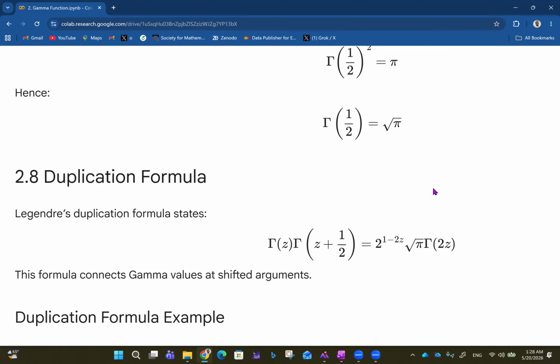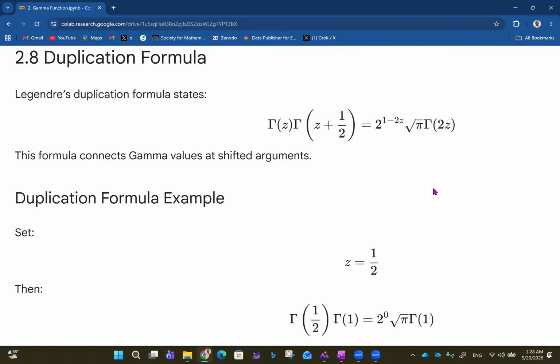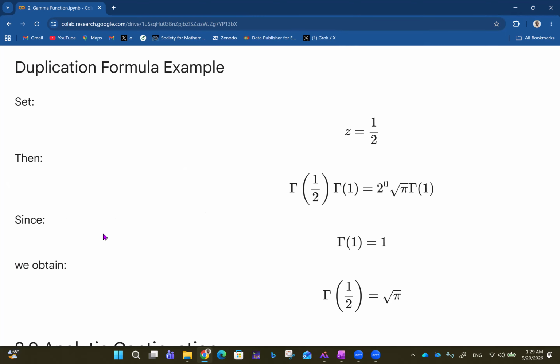Then we have, so having talked about the reflection formula, we also have the duplication formula. Legendre's duplication formula states that gamma((z+1)/2) is equal to 2^(1-2z) square root of pi gamma(2z). So this formula connects gamma values at shifted arguments.